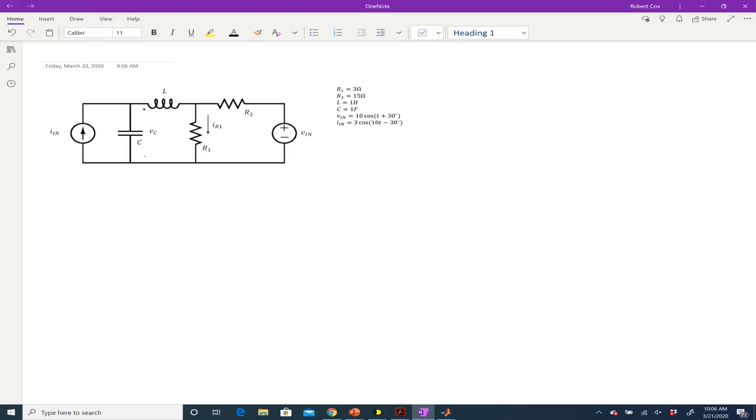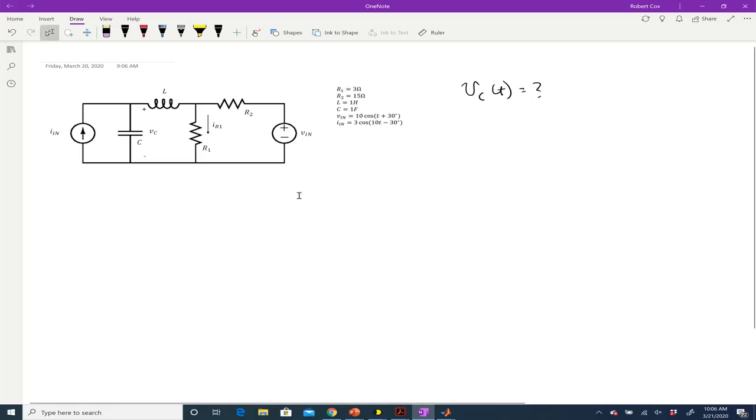All right, so let's look at an example circuit. Here I have a current source and a voltage source, and a series of impedances. Let's say my goal is to find, in the end, V sub C of t. What is that equal to?